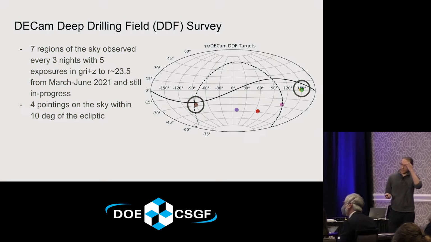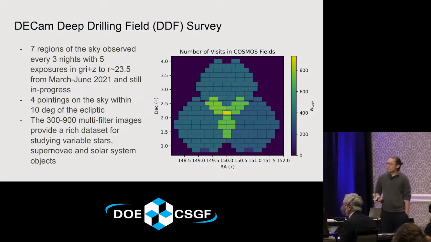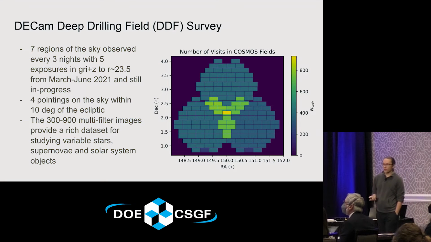For solar system science, I've been focusing on 4 of these pointings on the sky, which are within 10 degrees of the ecliptic, which is just a line if you project out on the sky, where the solar system lies. This survey has produced a very rich data set of measurements of variable stars, supernovae, and solar system objects, accumulating about 300 to 900 multi-filter measurements of these objects.